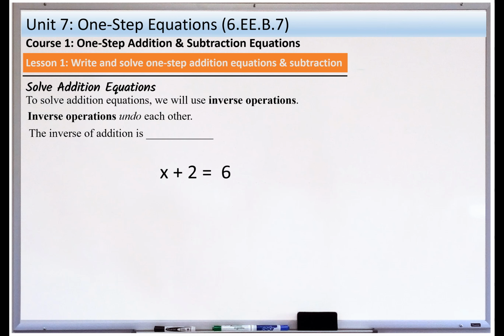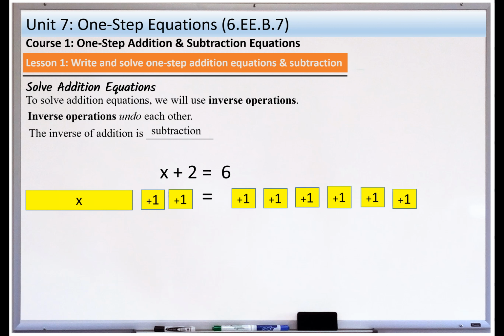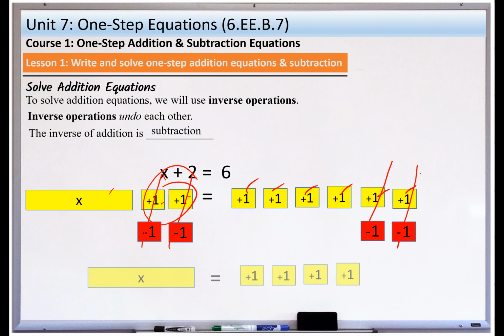How do we solve? To solve addition equations, we will use inverse operations. Inverse operations undo each other. So if I'm adding, to undo I must subtract, of course. All right, so I have some number x plus 2 is equal to 6. Sometimes you'll see these algebra tiles in your class. X plus 2 equals 1, 2, 3, 4, 5, 6. The inverse of adding 2 would be to subtract 2, but I have to subtract 2 from both sides. So this is 0, 0, 0, 0. All I have left is 4. X equals 4.